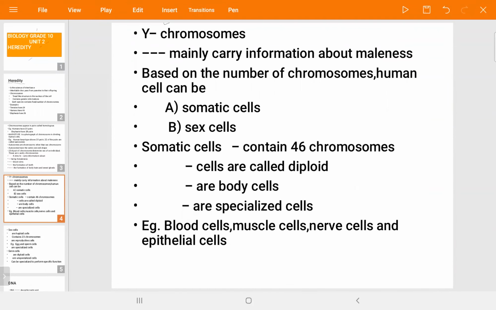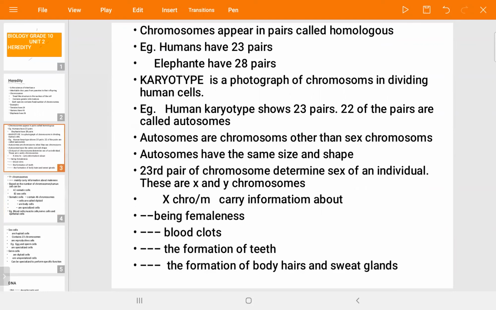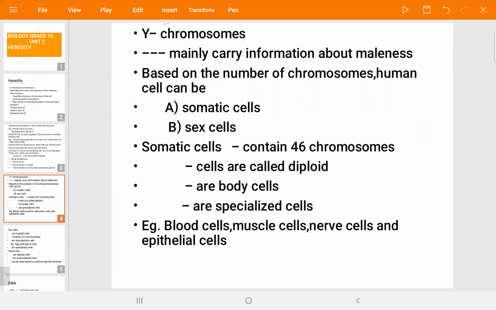Y chromosome. Unlike the X chromosome, the Y chromosome mainly carries information about maleness. Unlike the X chromosome, which determines femaleness, blood clotting, formation of teeth, and the formation of body hair and sweat glands, the Y chromosome determines maleness. It carries information about maleness.